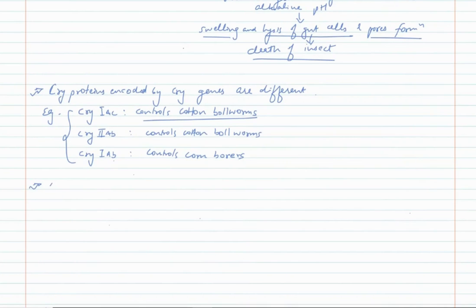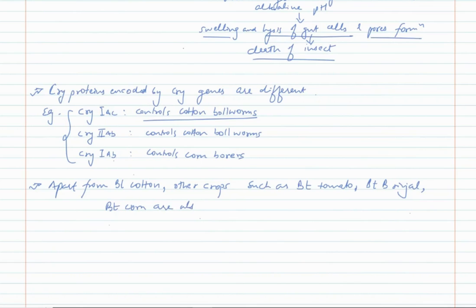Now, apart from Bt cotton, other crops such as Bt tomato, Bt brinjal, Bt corn are also available. They all work on the same principle.